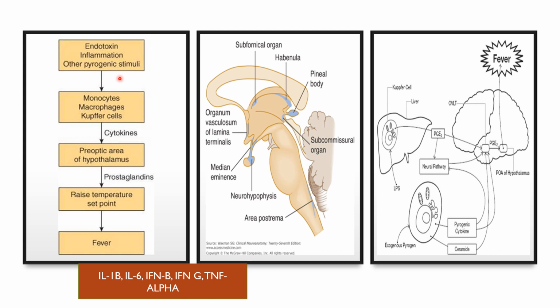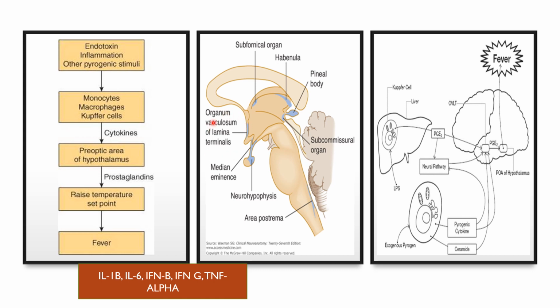Now these cytokines will be circulated in the blood, but they are polypeptide in nature, and it is unlikely that they will penetrate the blood-brain barrier and act in the central nervous system, which has the temperature regulatory center. So instead they act on a circumventricular organ known as the OVLT, or organum vasculosum of lamina terminalis.